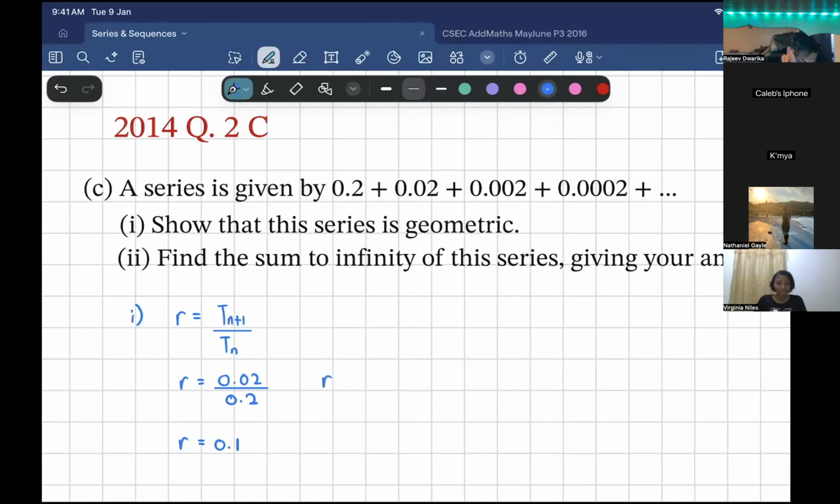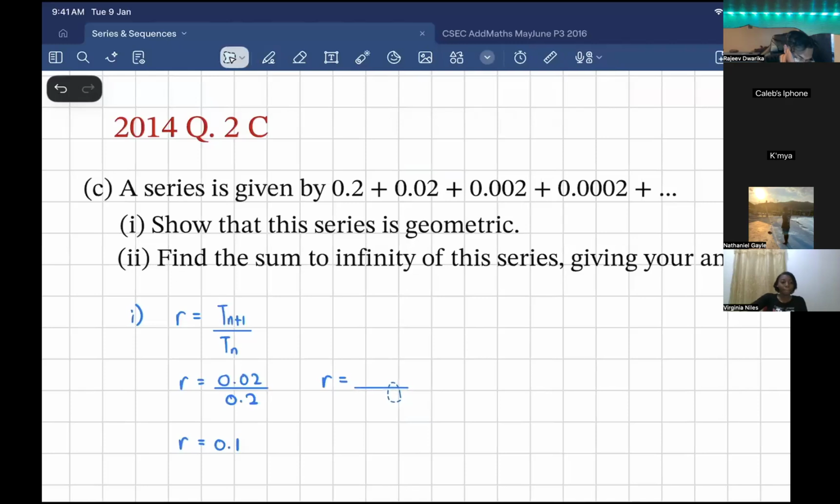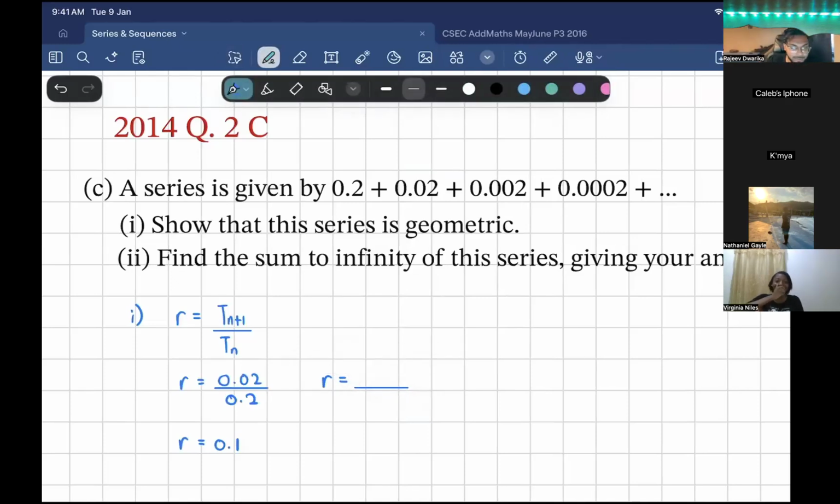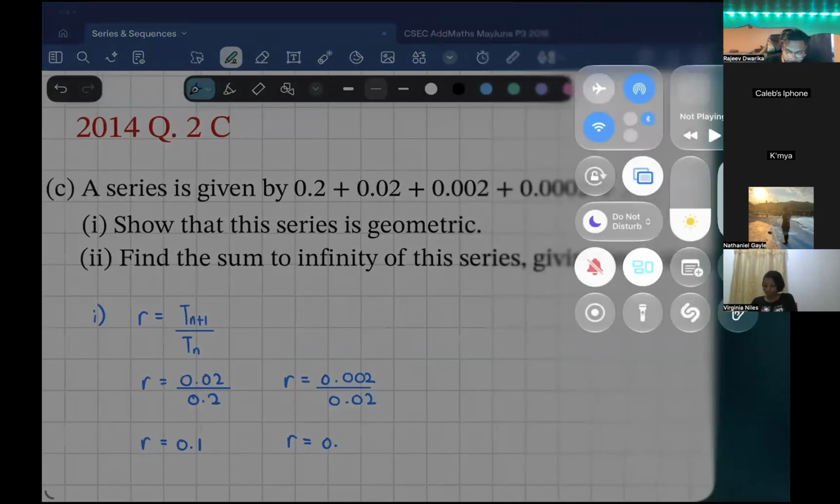Let's verify that. Caleb, tell me another pair. 0.002 over 0.02. When you plug that into the calculator, Caleb, what do you think you'll get? 0.01. No, I guess 0.1. Check it for me.